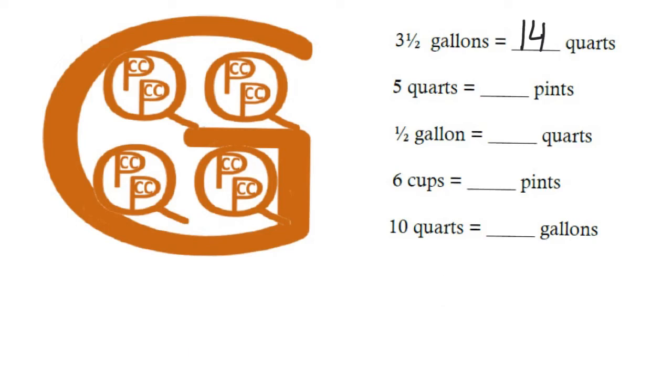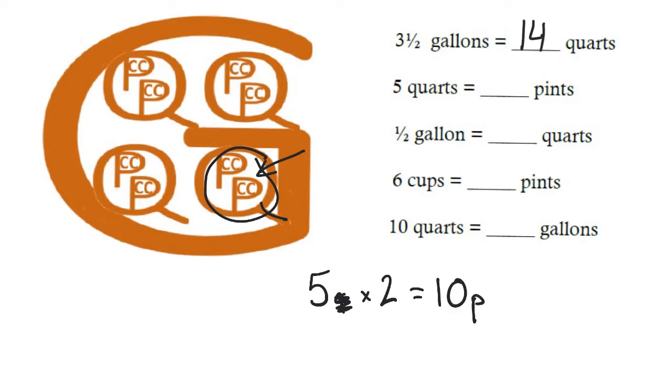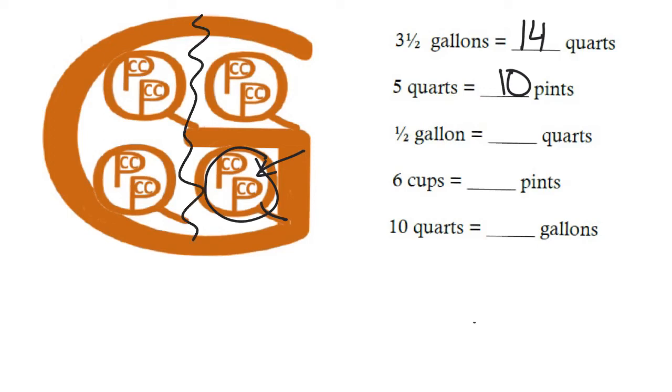So next we have 5 quarts equals blank pints. So we can see that in a quart right here, there are 2 pints. So then we could just say 5 quarts times 2 for every quart would equal 10 pints. So that one was pretty easy. So the next question is, 1/2 gallon is how many quarts? Well, a great way to visualize this is, if I actually cut this in half right there, how many quarts would that be? Well, there'd be 2, because there are 4 Q's inside the gallon.